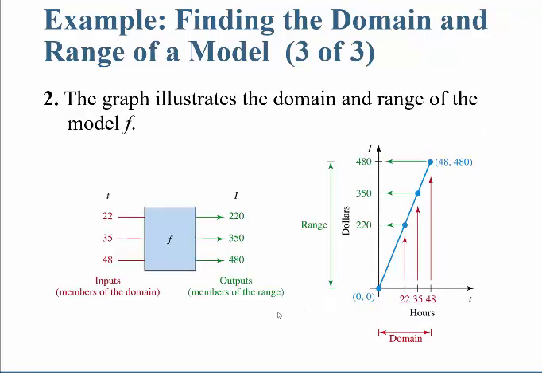The graph here illustrates the domain and range of this model. If they work 0 hours, they make $0. All the way up to if they worked 48 hours, they would make $480. So the domain is 0 to 48, and the range would be 0 to $480.